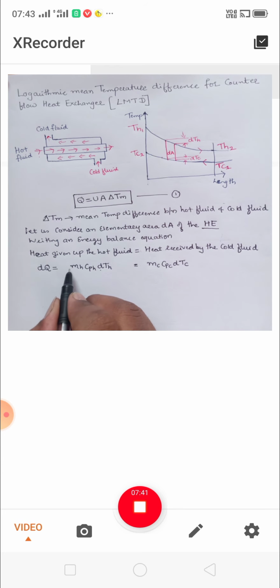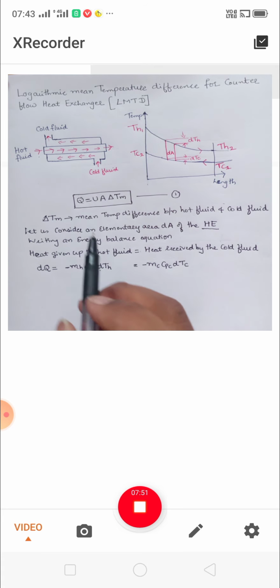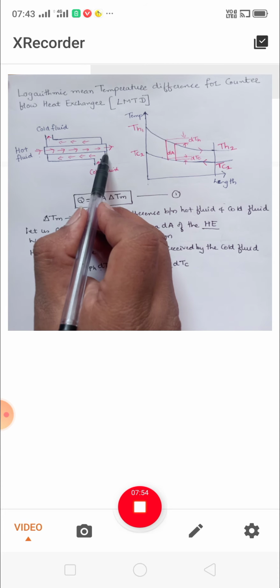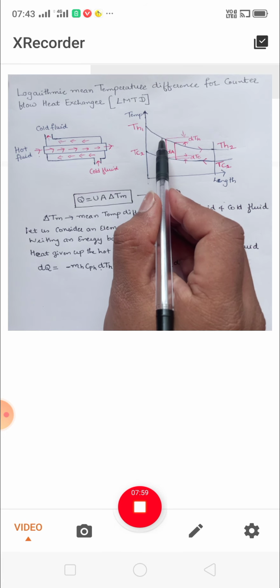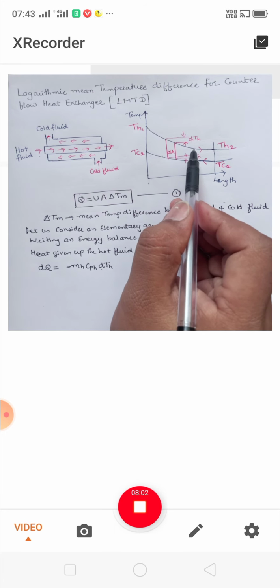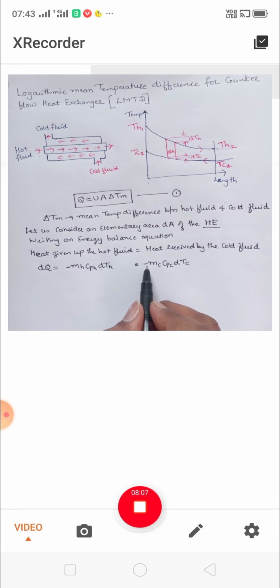So here, in front of both these equations, I am writing a minus sign. We are using the minus sign here because both the hot fluid and the cold fluid, when they are moving along the length of the heat exchanger, the temperature of the hot fluid goes on decreasing as the length of the heat exchanger increases. So here also the temperature of the cold fluid goes on decreasing as the length of the heat exchanger increases. For that purpose, for both the fluids, we have used the minus sign here.